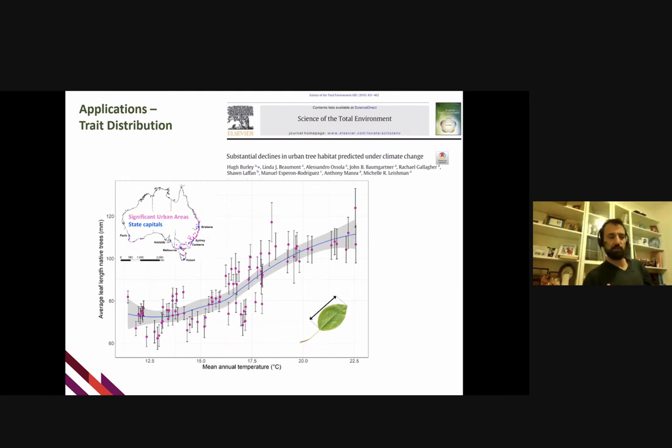So we can use this data set to, I guess, address several questions that are related to climatic niches from one side, but also on plant traits from the other side.